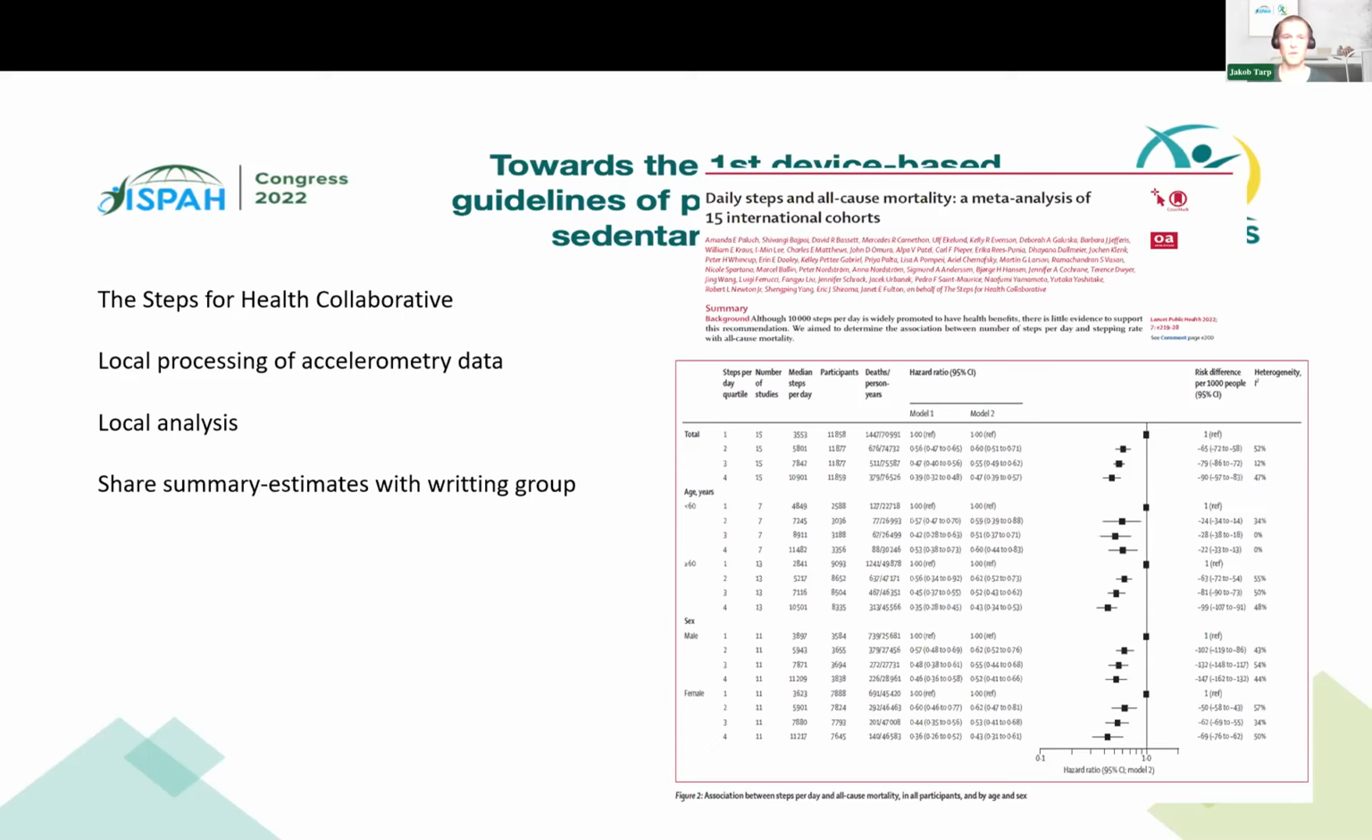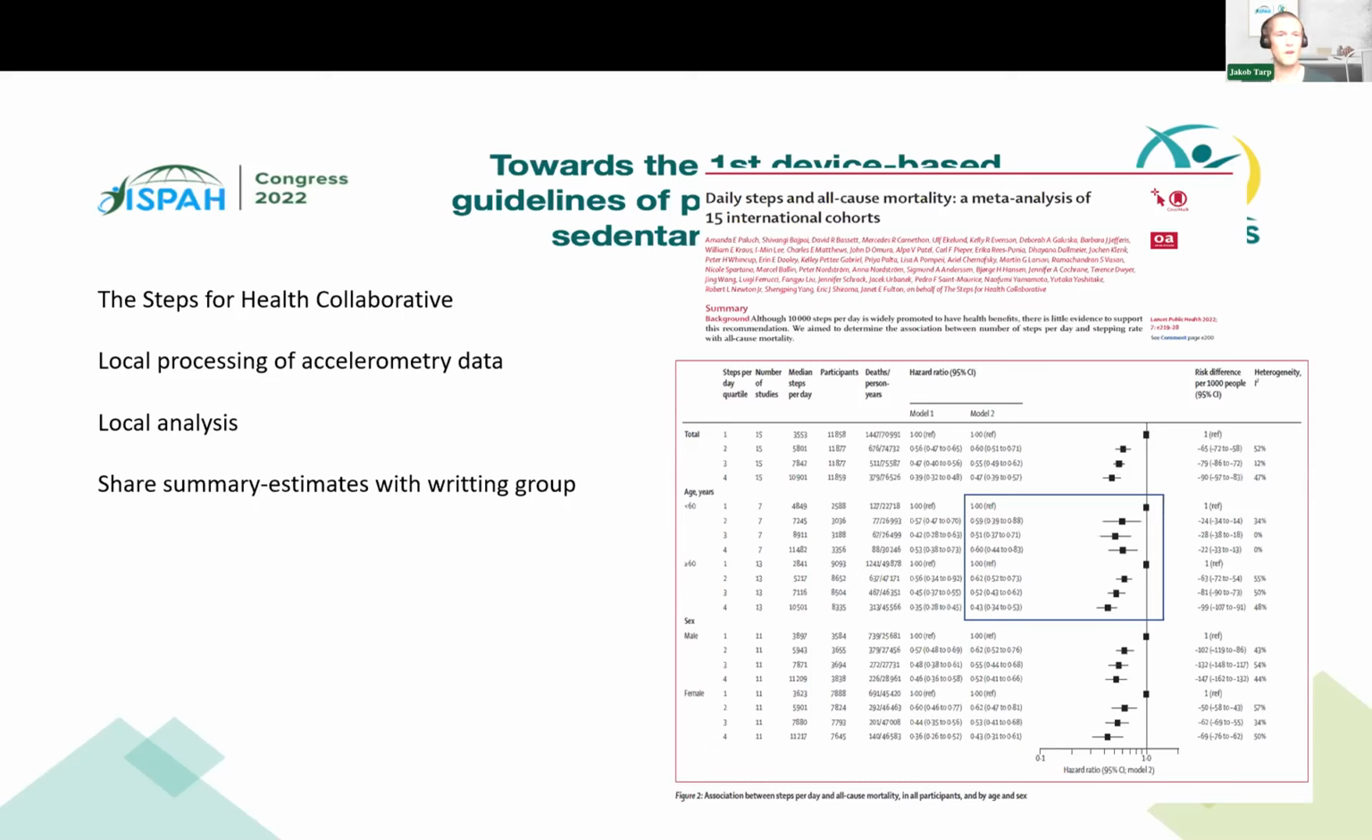And because this initiative now included a total of 15 studies, they were able to do some subgroup analysis by age and sex, and I've highlighted them here in the box for age, showing some potential heterogeneity in the dose-response relationship between steps and mortality by age.